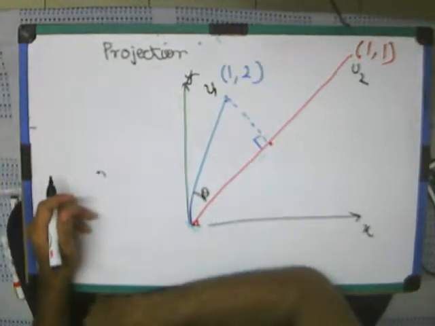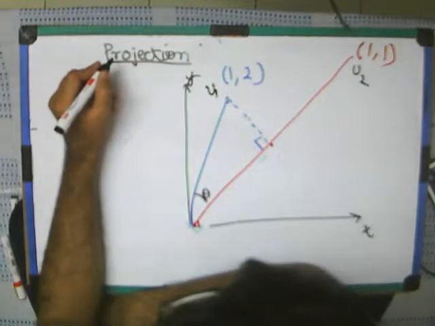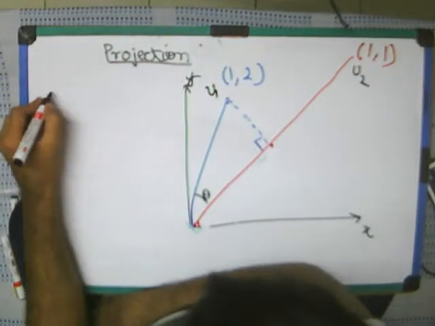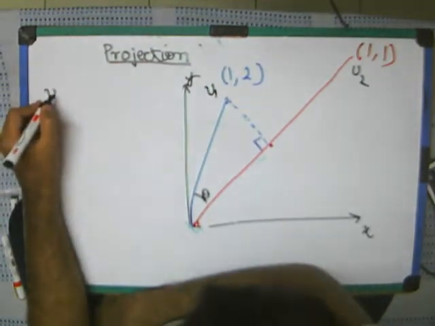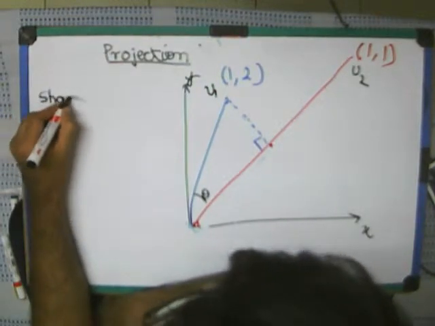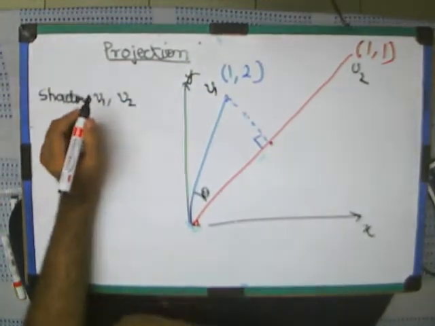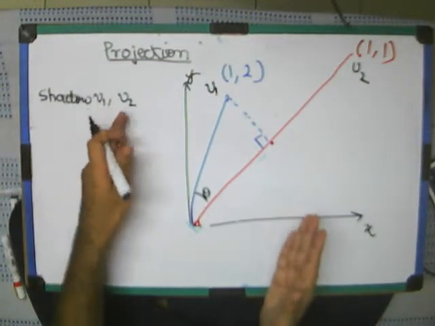So now, if you want to understand what a projection means, a projection is nothing like projection is the shadow of a vector. Shadow. In the simplest word, shadow of vector v1 on v2. Okay, so this will be the projection of v1 on v2.